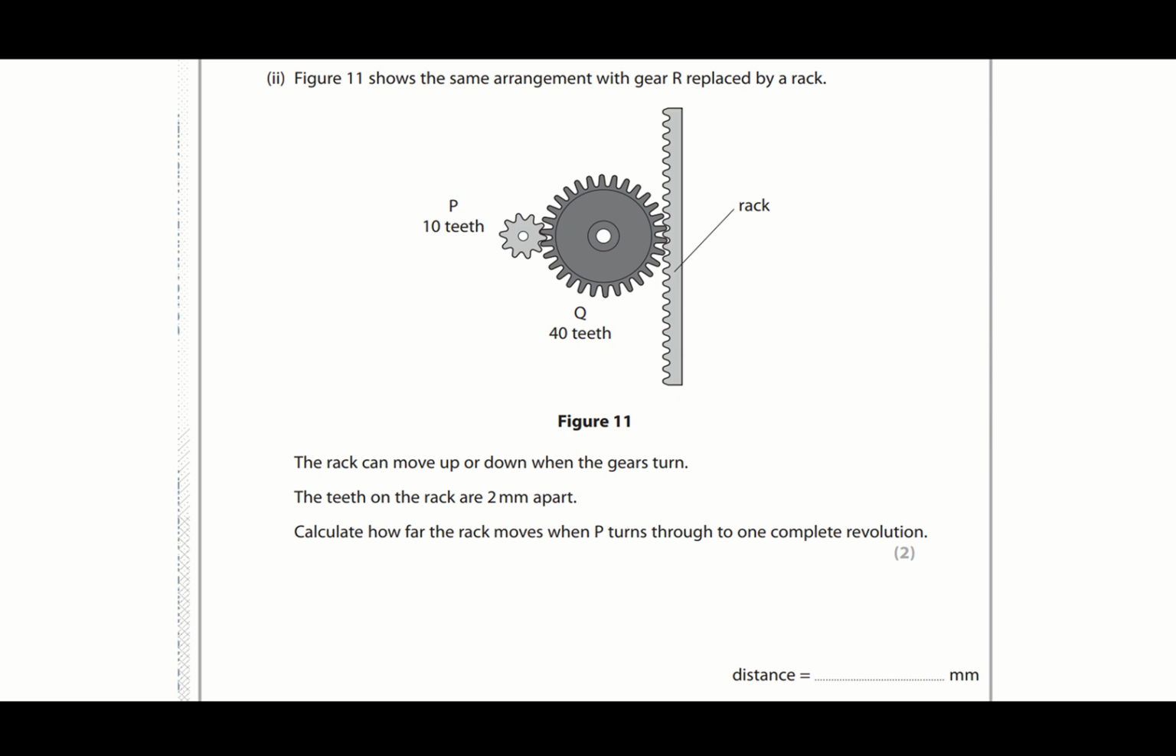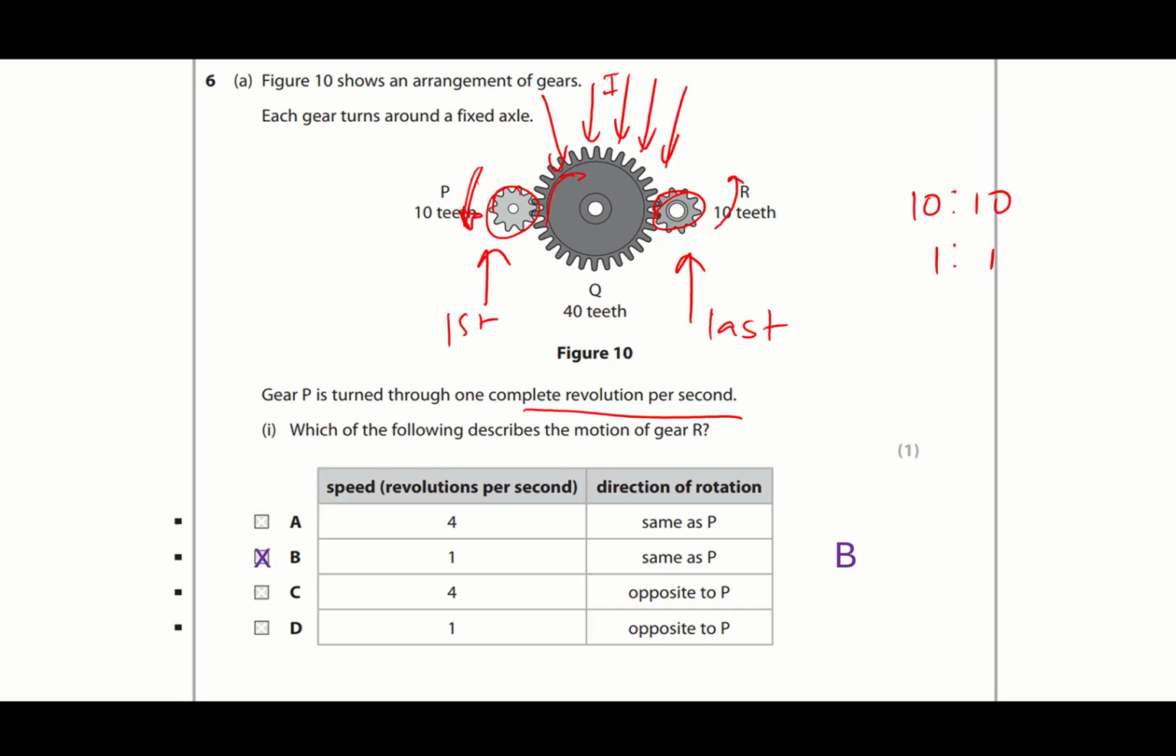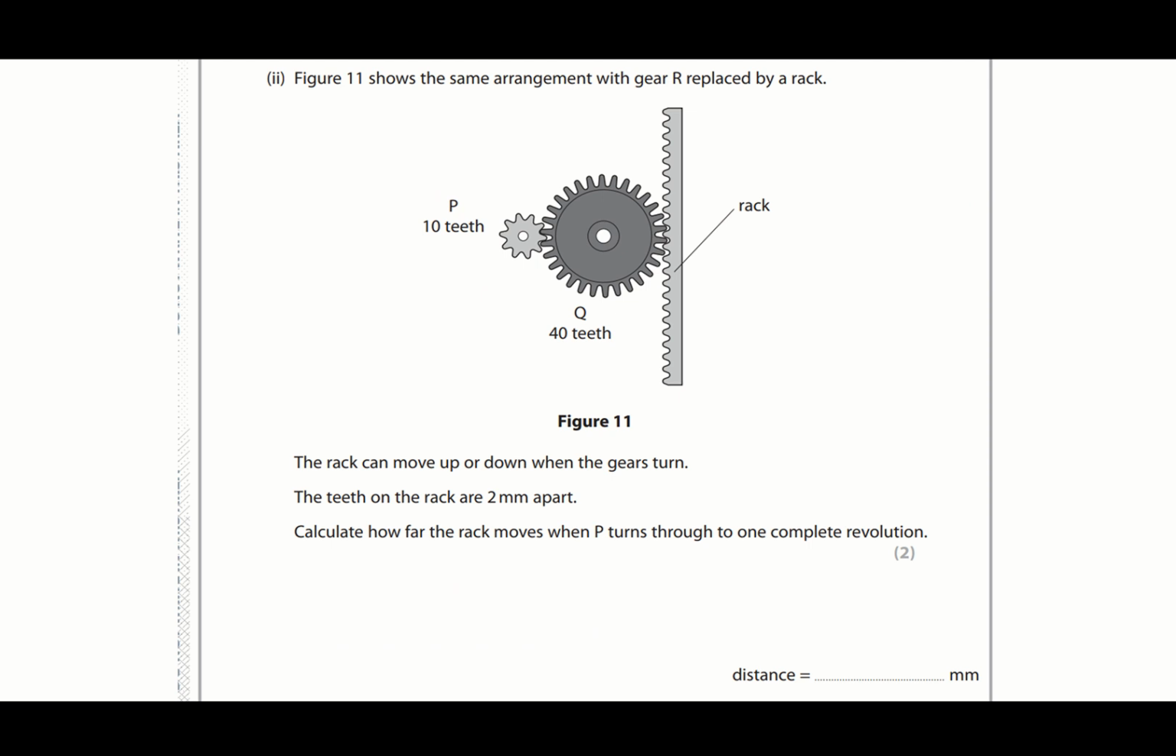Okay, nice question this. We're now going to replace, so we're changing R, the 10 teeth, we're going to have a little rack. And what this is saying is this rack will be able to move up and down depending on whether we turn the gear, using the driver going clockwise or anti-clockwise. It then says the teeth on the rack are 2 millimeters apart. So ultimately it says calculate how far the rack moves. Well, I know that every one tooth is going to equal 2 millimeters.